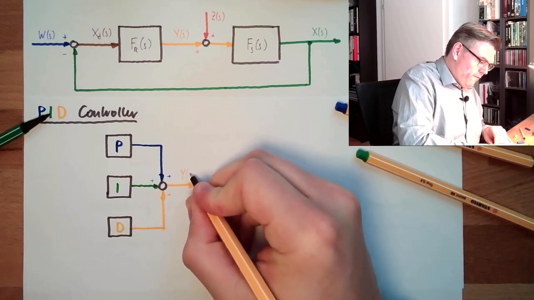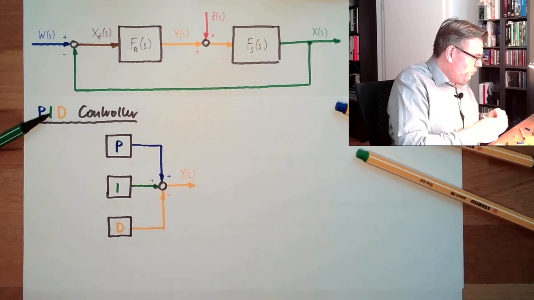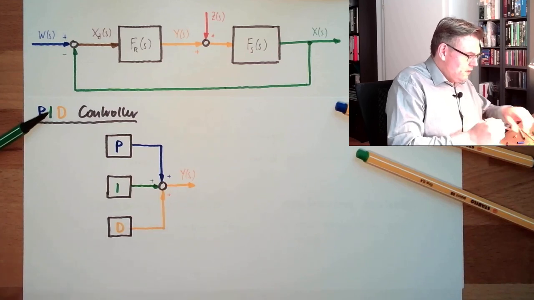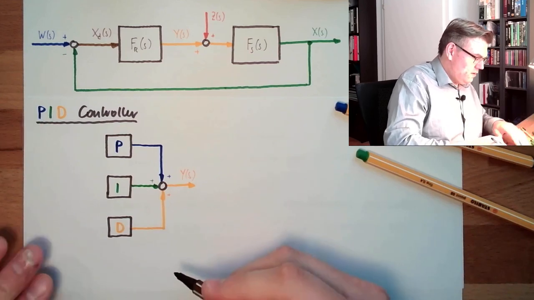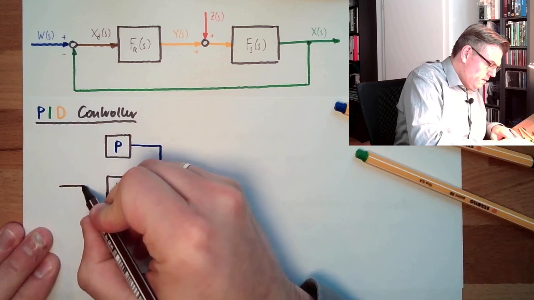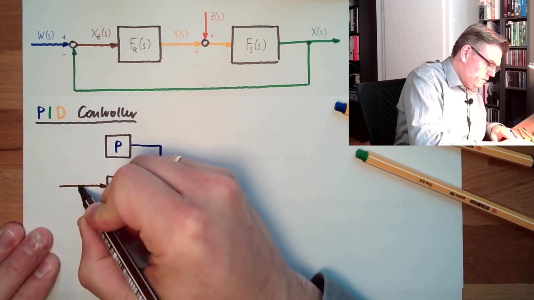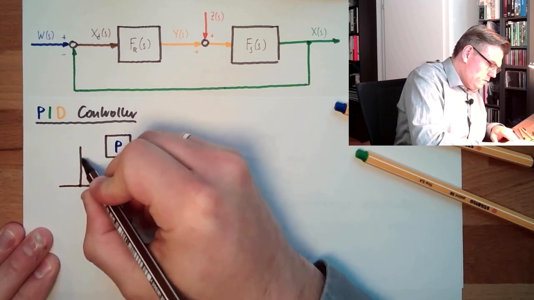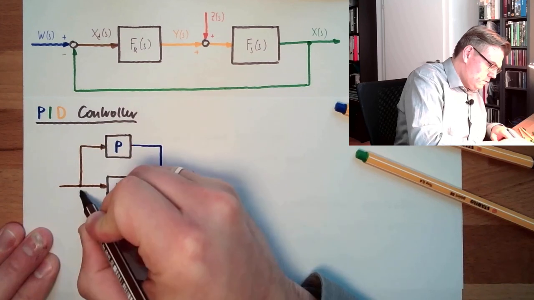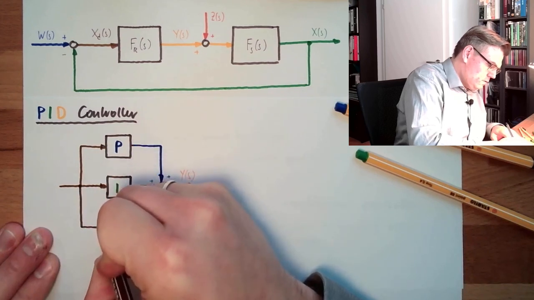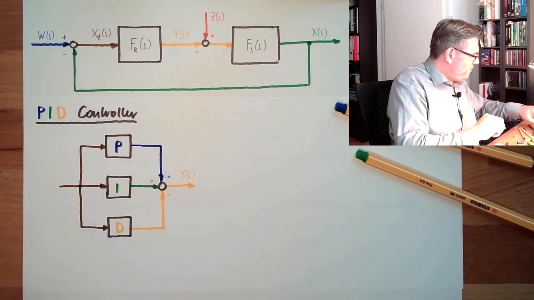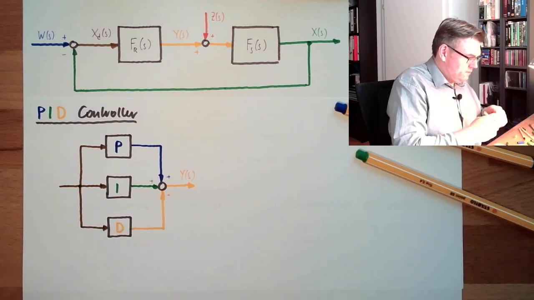Here we have Y from S. And the input is, of course, the deviation. Here we have our XD from S.